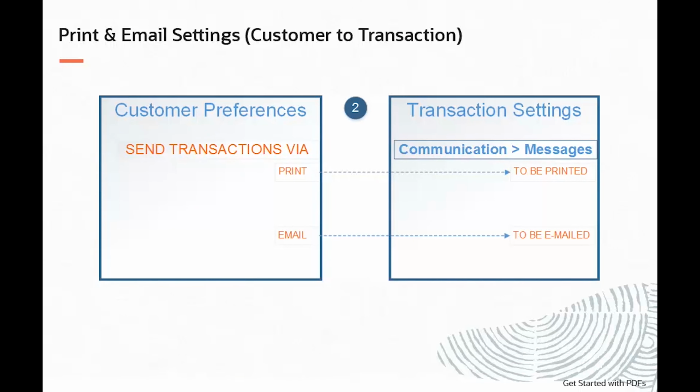Referencing those two checkboxes on the previous slide, those two affect newly created transactions for customers or vendors. Say, for example, if the send transactions via print checkbox is checked, all newly created sales orders for that customer will have the to be printed checkbox checked under the communication messages subtab. Moreover, the transaction will also be automatically queued for printing.